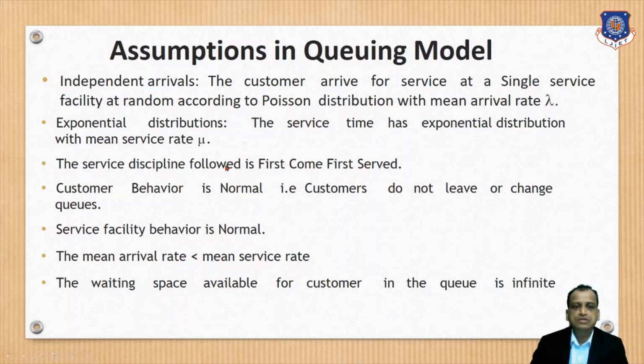These are the assumptions for the model M/M/1/infinity/infinity/FCFS. What about the behavior? The behavior is normal for the customers. They do not leave or change the queues, and the service facility behavior is also normal. Again, the mean arrival rate is less than the mean service rate. Let's think in reverse. If the mean arrival rate is more than the mean service rate, then there will be a long queue. So it has to be smaller than the service rate. Clear? What about the waiting space? The waiting space is always available for the customers and it is infinite.